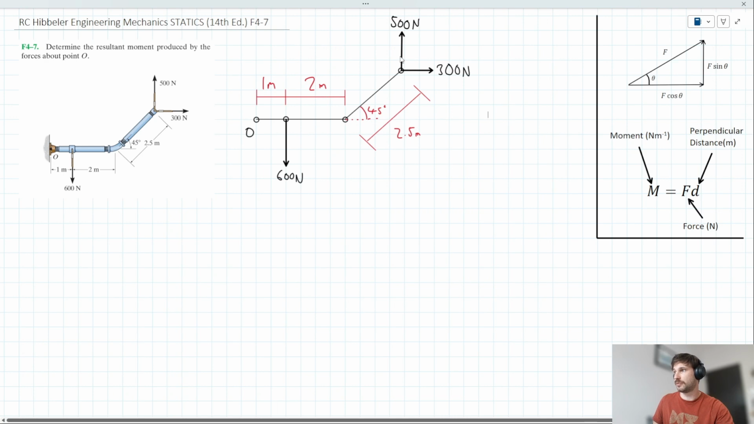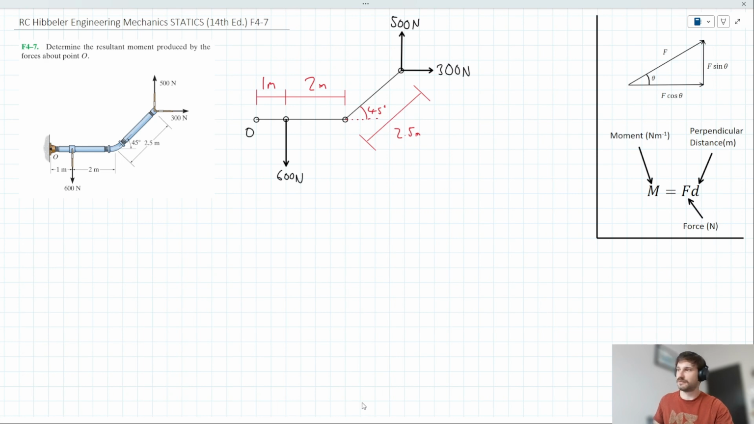However, we don't need to decompose them, right? Because this one's acting vertically, this one's acting horizontally, this one's acting vertically, and so on. The only thing we need to decompose really is the horizontal and vertical components of this part of our structure here, but that's about it, right? So I suppose we can just get straight into it and we can start taking moments straight away. Let's go ahead and do that.